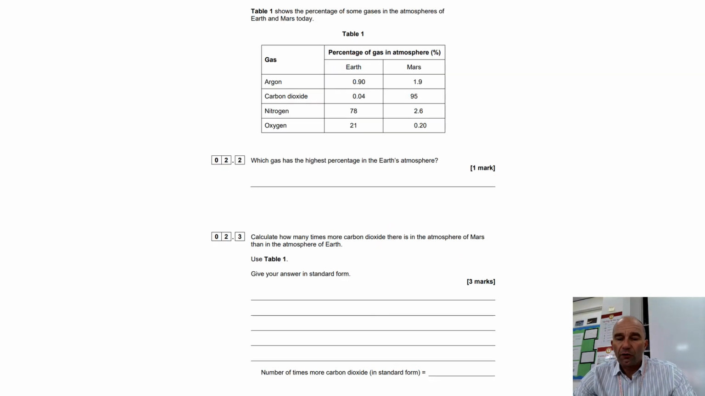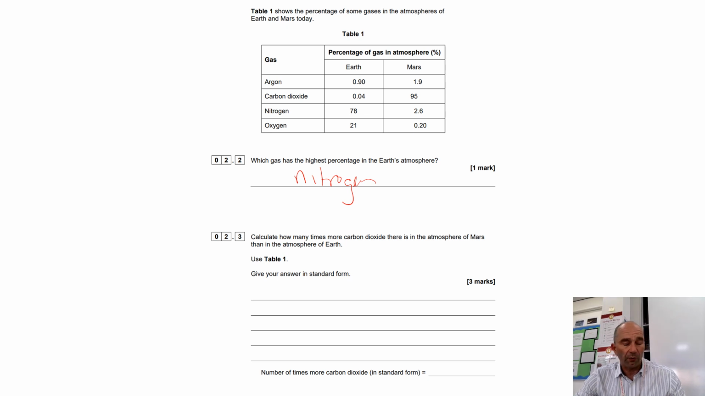Right, so question 2.2. So we've got a table of information about the percentage of gases in Earth's atmosphere today and also in the atmosphere of Mars. Which gas has the highest percentage in the Earth's atmosphere? This is just a case of can you recognise numbers. That is nitrogen because it comes in at 78%.